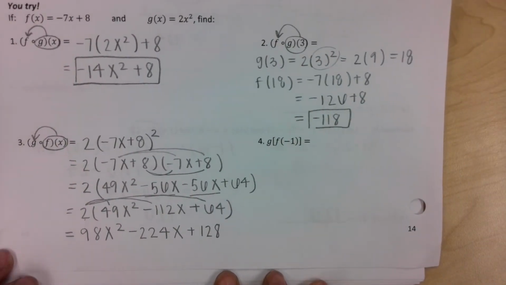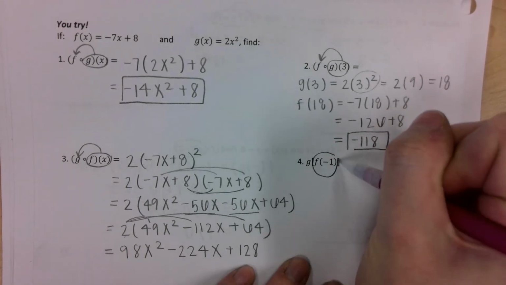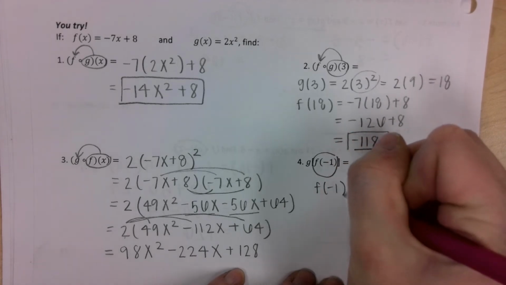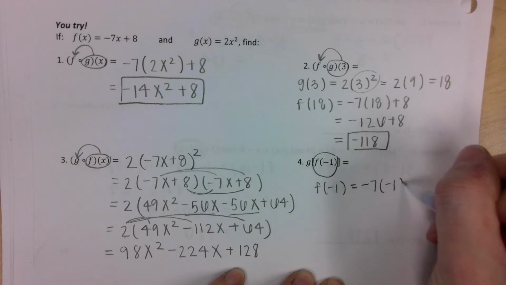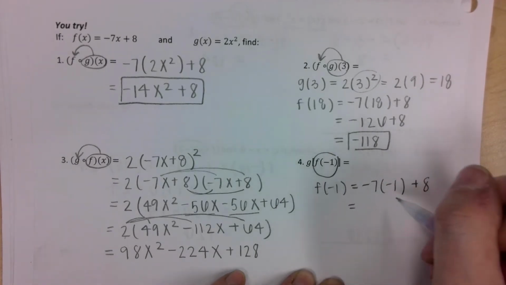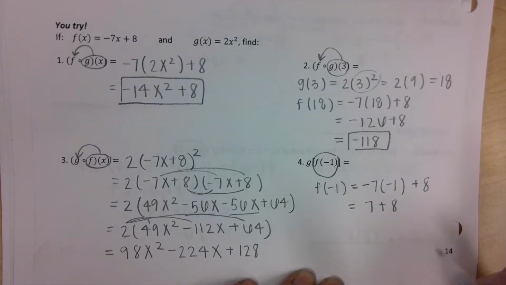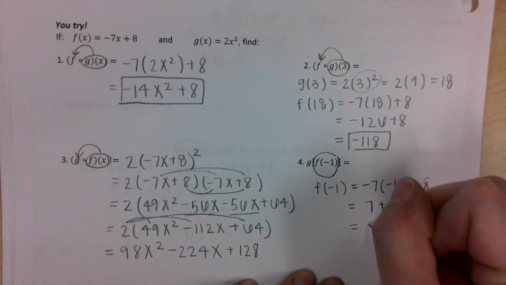All right, let's take a look at number 4, a little bit easier here. We're going to start with finding f of negative 1. So I'm plugging negative 1 into all of my x's in f. So negative 7, negative 1 plus 8. Negative 7 times negative 1 gives me positive 7. And 7 plus 8 is 15.